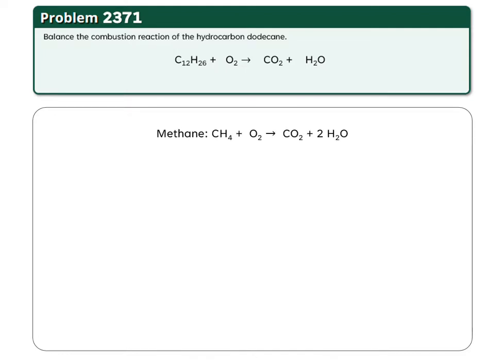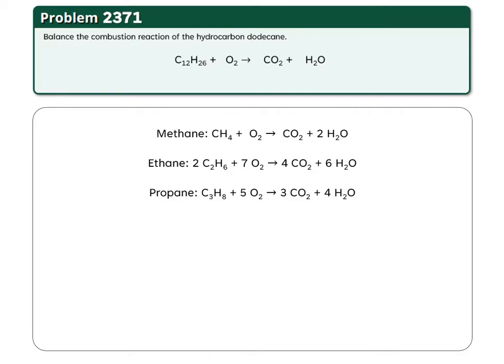In the combustion of methane, 1 molecule of methane plus 1 molecule of oxygen yields 1 molecule of carbon dioxide plus 2 molecules of water. The coefficients of the balanced equations are 1, 1, 1, 2. For ethane, the coefficients are 2, 7, 4, 6. It's hard to see a pattern emerging with only 2 examples. Let's try one more reaction.